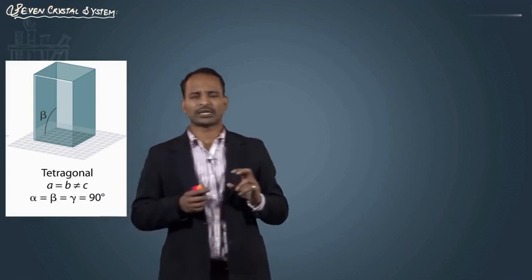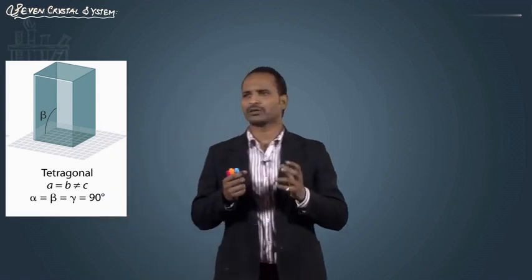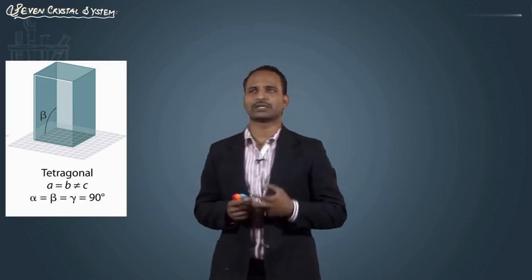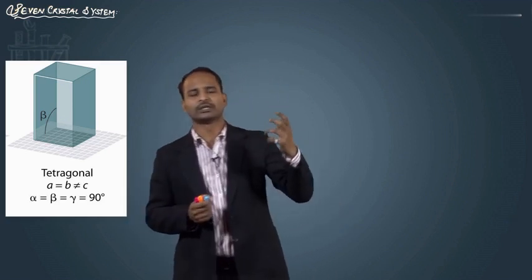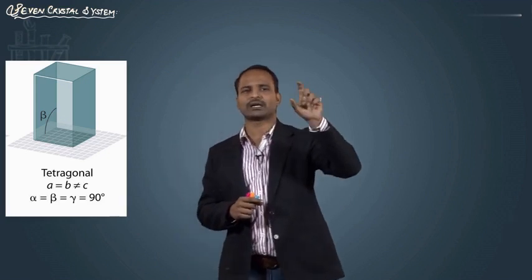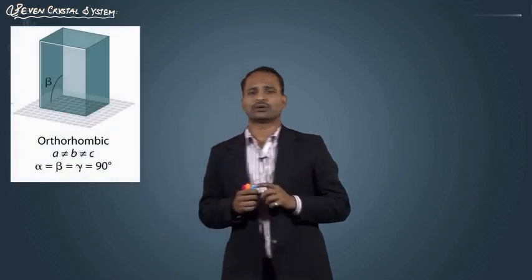Now for cubic, we have many simple examples. For the tetragonal, I can say the example is like the pillars which we have. You can see that pillars are larger in length and width, and the height is comparatively smaller. Then next is the orthorhombic.